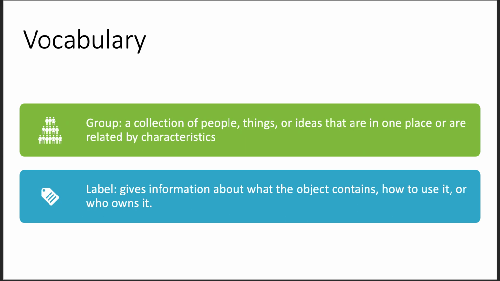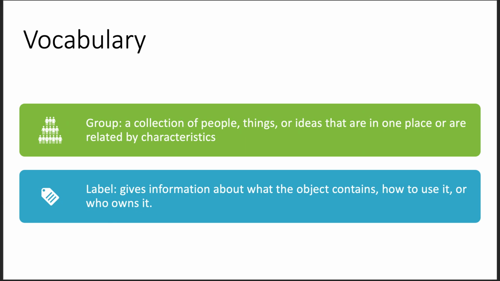They're a collection of people. So it's just a collection. It could be people, things, or ideas, and they could be related by some characteristics. So maybe everybody in the class who has blonde hair is considered a group. Everybody who's a brunette is another group.